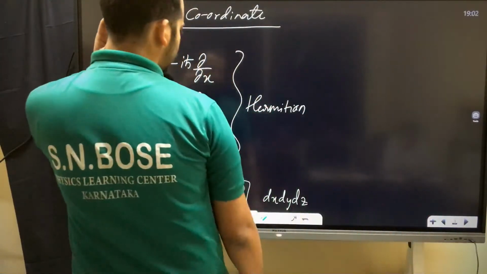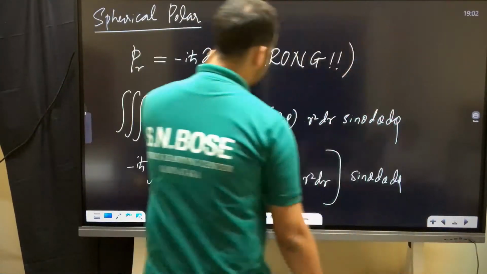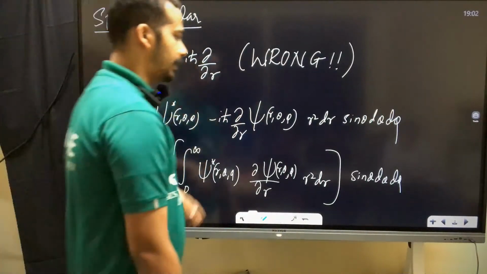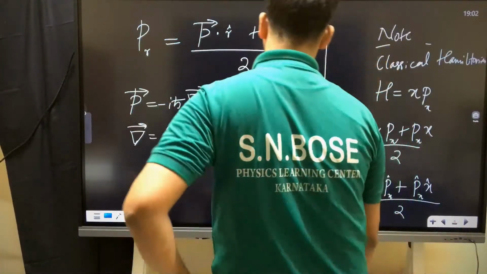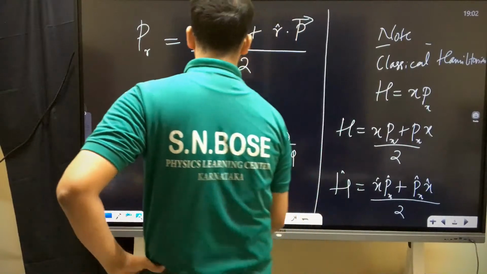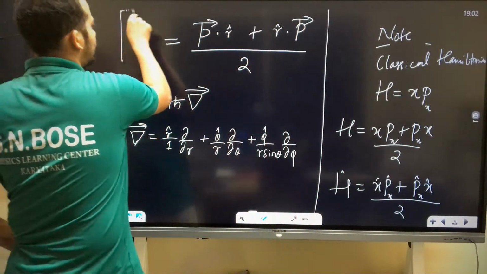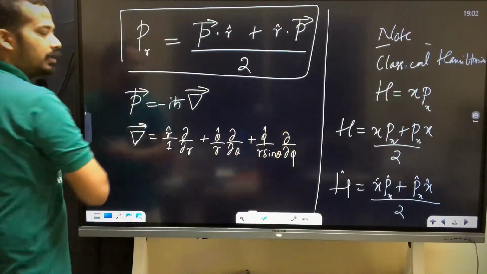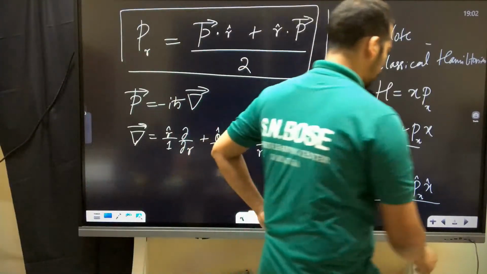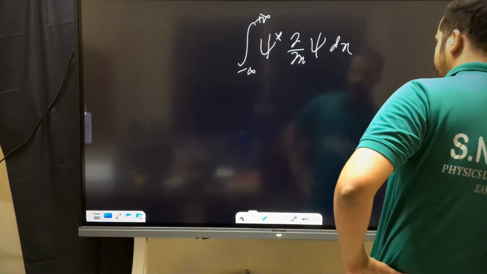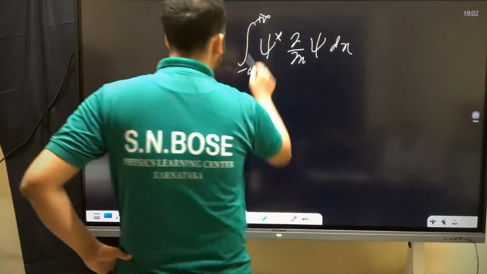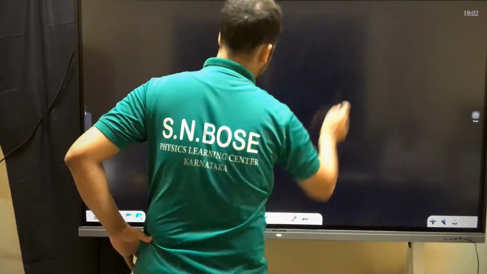You better work out this theory. It is there in MIT OpenCourseWare. I will share the PDF if possible. This is a way to construct a radial momentum operator in spherical polar coordinate. The same thing goes for cylindrical coordinate. What you have to do in cylindrical coordinate?